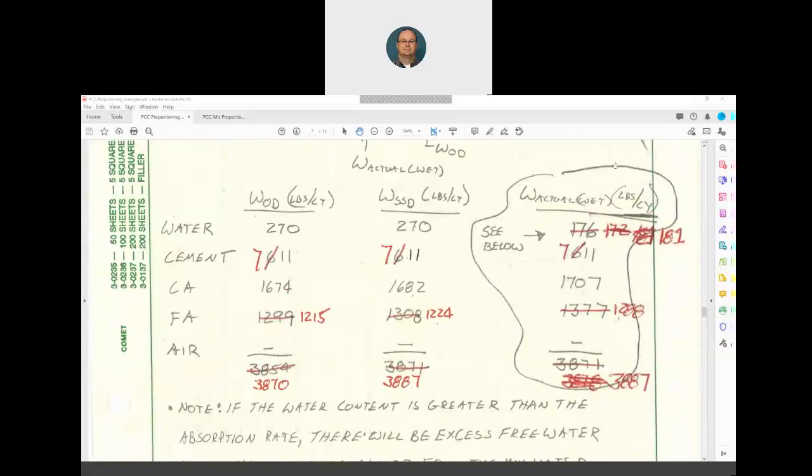So these are actual weights, because that is the actual water content of that stockpile sitting out in the yard. So I need to know what that water content is. If I need to subtract mixed water or add mixed water, this is why you need to understand moisture contents.